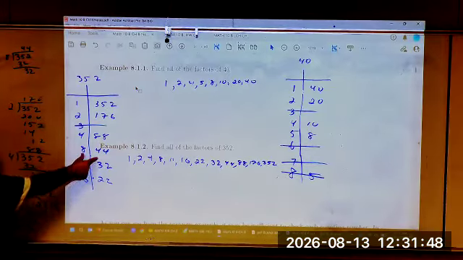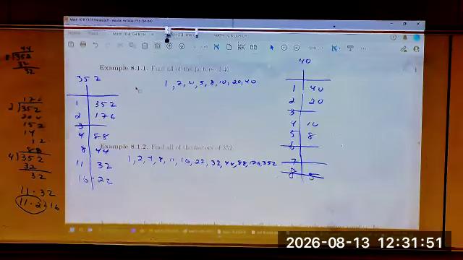I took that last answer, 8 times 44. I need to know what 11 is going to be. So here's my 8. And then I have 4 times 11. So 11 times 32 is what that factorization is.